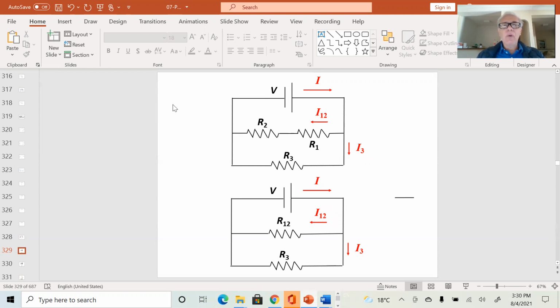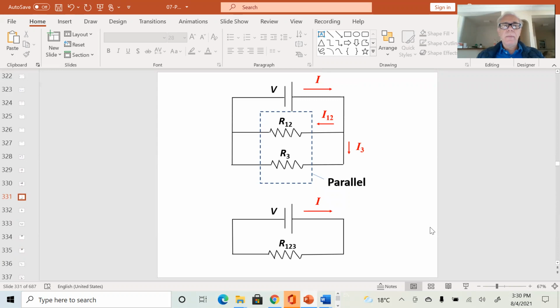You need to practice those problems at home. You identify that those two are in series, so you can relabel them as R12. Now that you relabel them as R12, you can identify that this equivalent resistance R12 is in parallel with the resistance R3. Okay? Series, parallel, and the resulting equivalent element I call resistor 1, 2, 3.